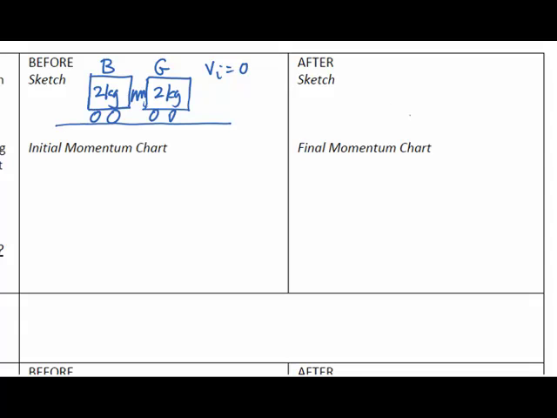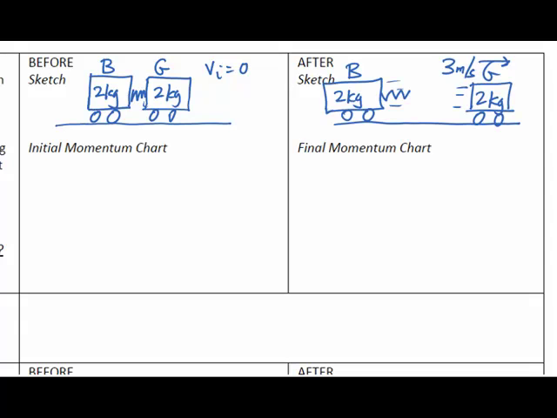Afterward, they're going to fly apart. So after we see the green cart flying to the right at 3 meters per second, it makes sense that the blue cart would move to the left, and we'll figure out how fast that is. Spring is sprung. Okay, let's go ahead and take a look at our initial momentum charts, our final momentum charts, and then through conservation of momentum, see if we can figure out how fast this would end up going.